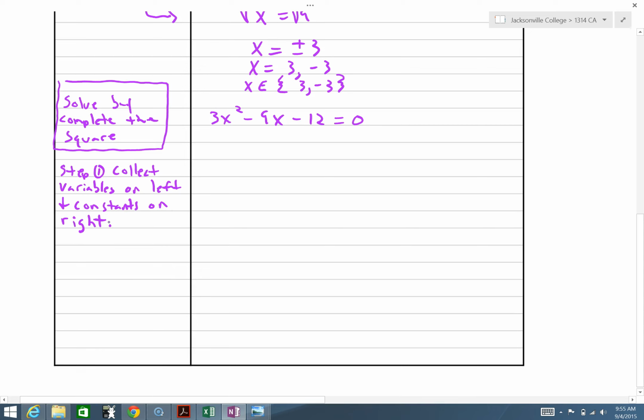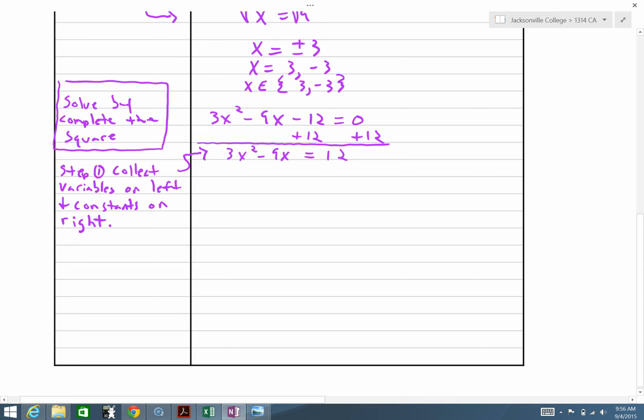All right, so step 1 in this case, we have our variables x squared and x. We want to keep that on the left. We want to get this constant minus 12 on the right. So we're going to add 12 to both sides, adding 12 to both the left and the right. When we do, this cancels, leaving 3x squared minus 9x. The 12s cancel, and we have 0 plus 12 or 12 on the right hand side. We have successfully completed step 1.